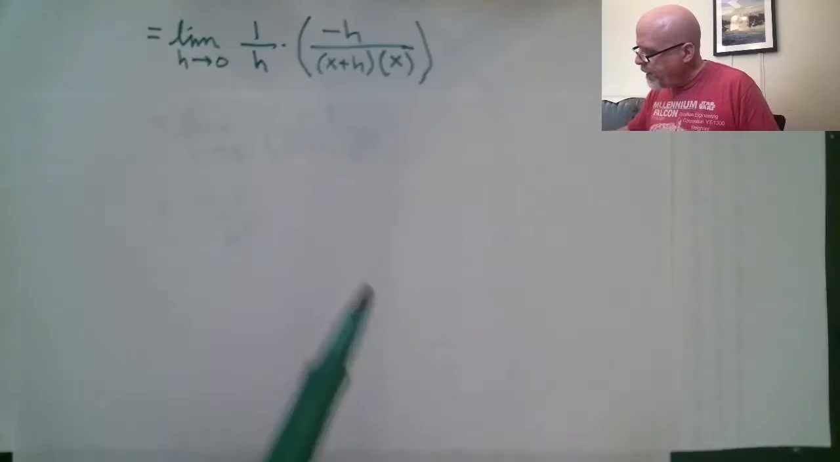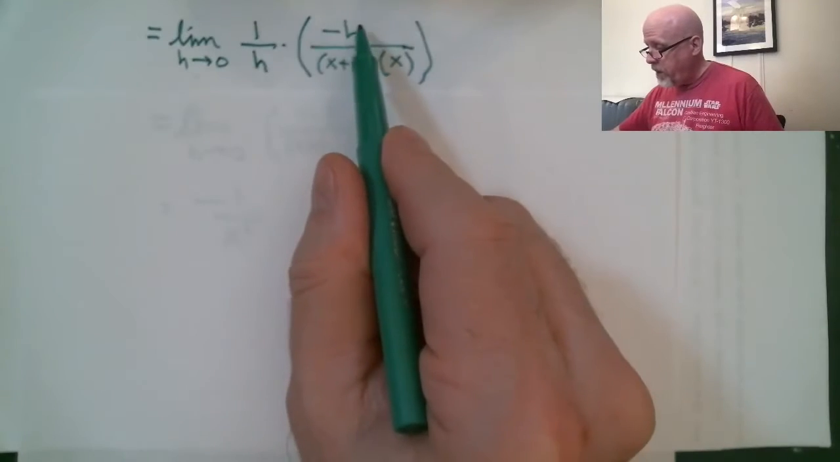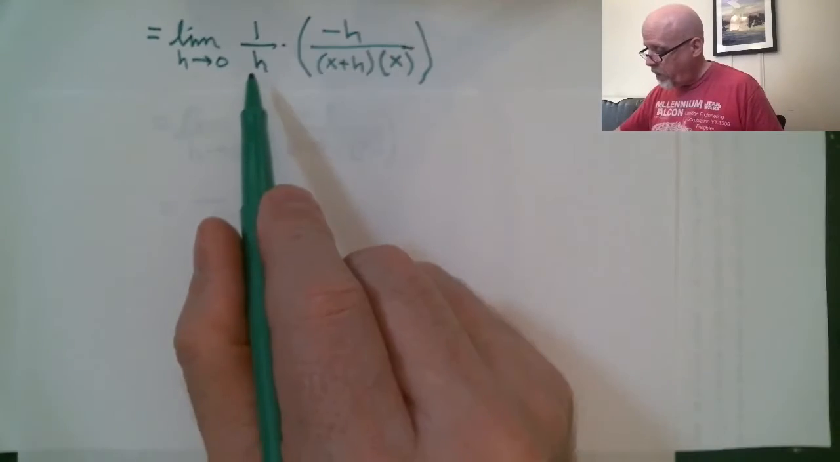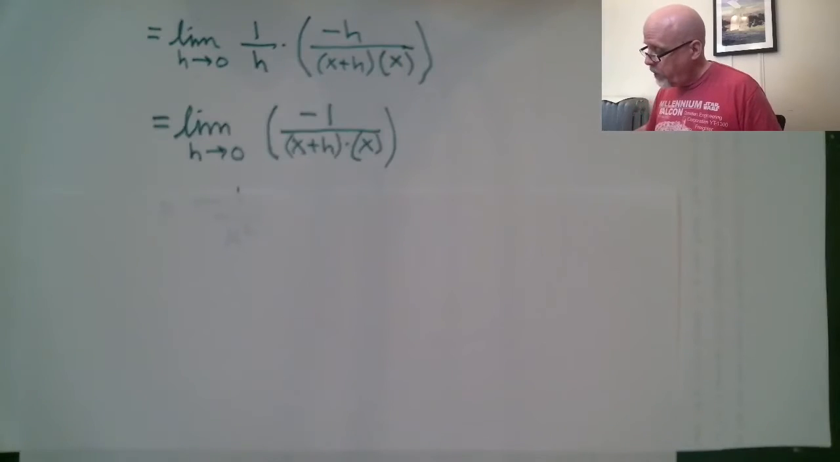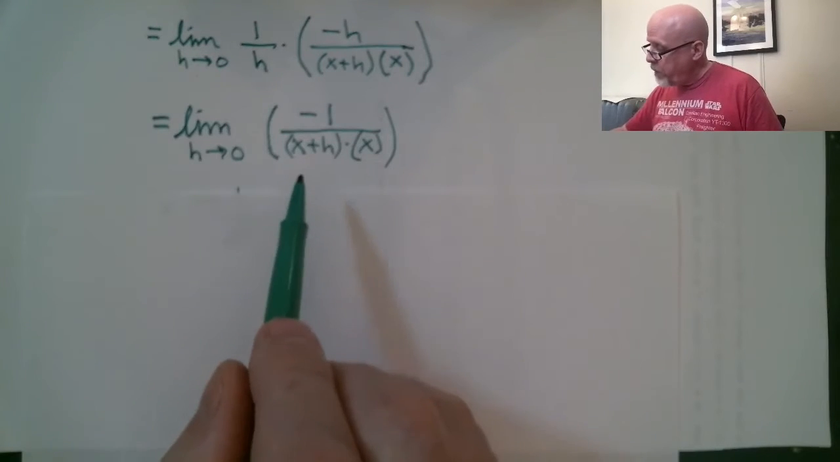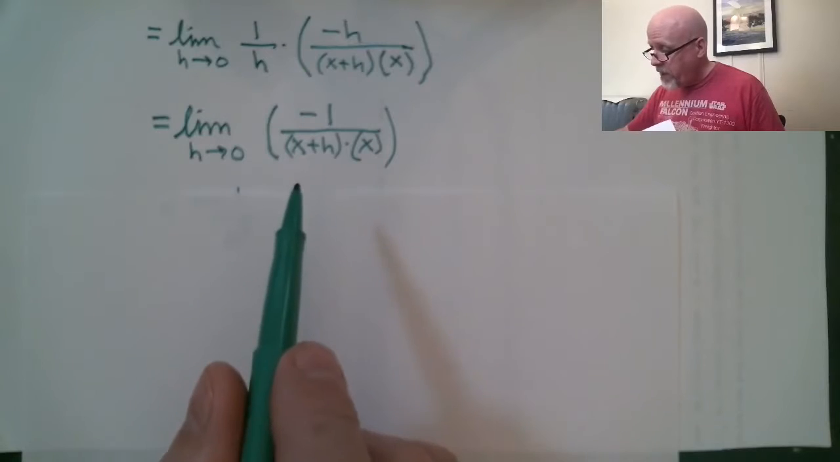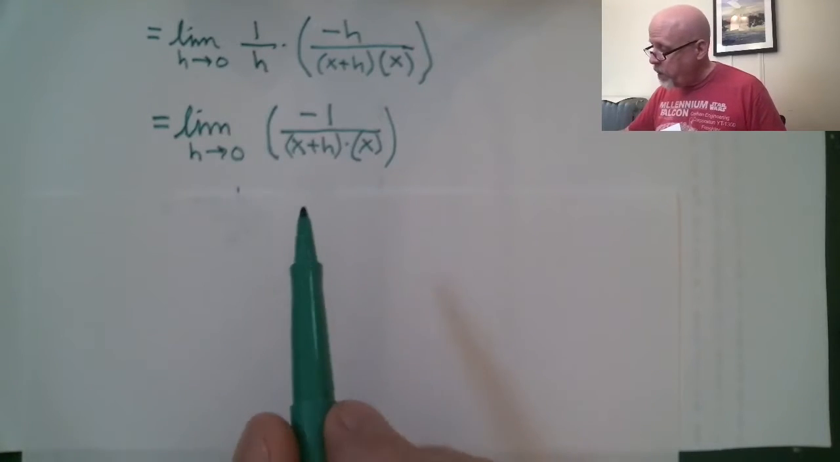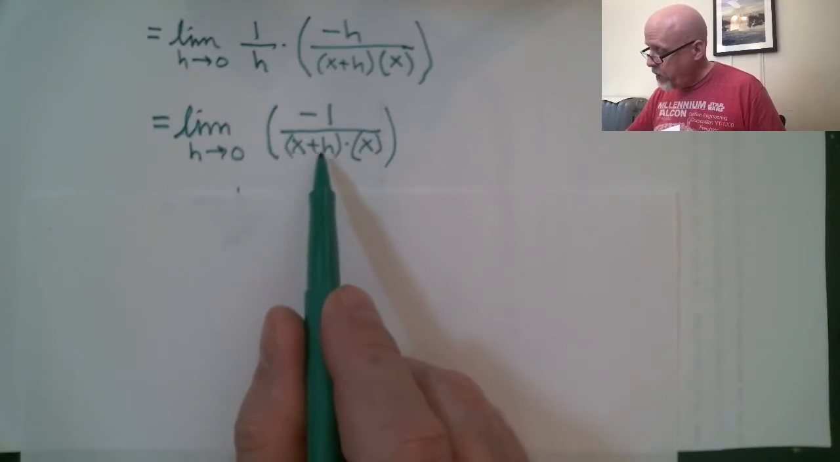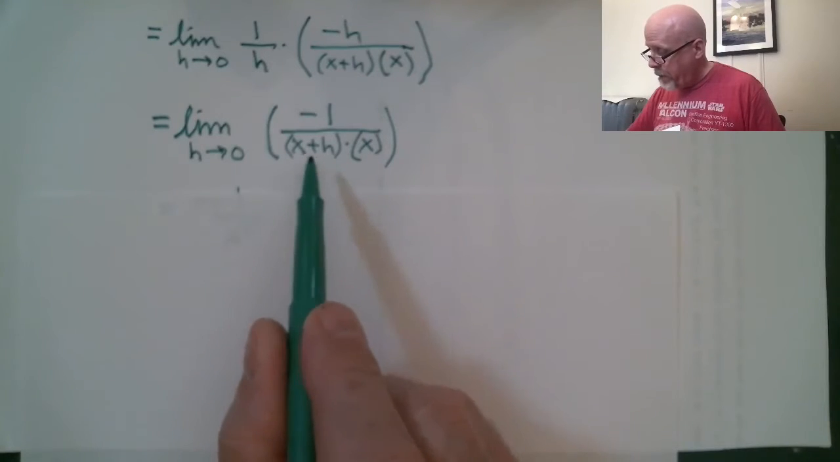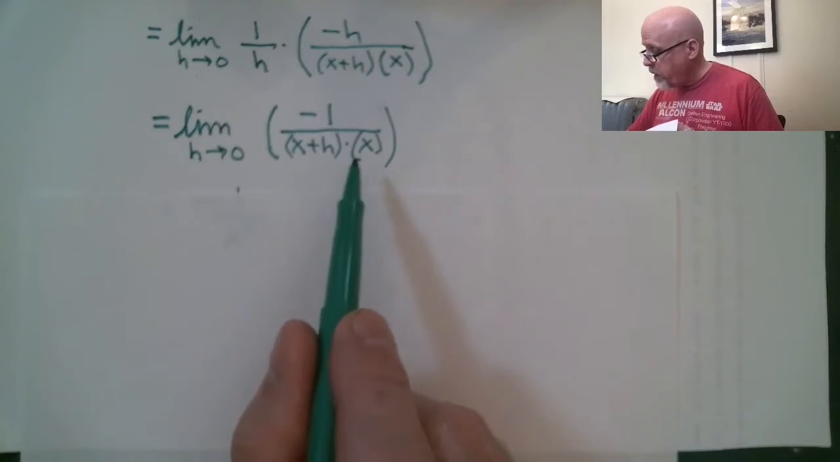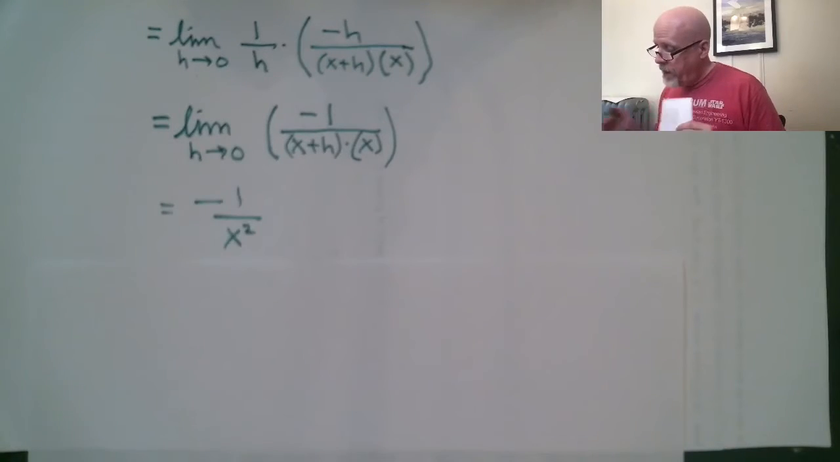All right, wait a sec. See how there's an h in the numerator and a 1 over h out here? Those things will cancel. We end up with negative 1 over x plus h times x. Now you can plug in h equals 0 and it doesn't cause any problems. You don't get a division by 0 error, because when h is 0, this just becomes an x. So you've got x times x in the bottom of that fraction. We've evaluated the limit, and you get negative 1 over x squared.